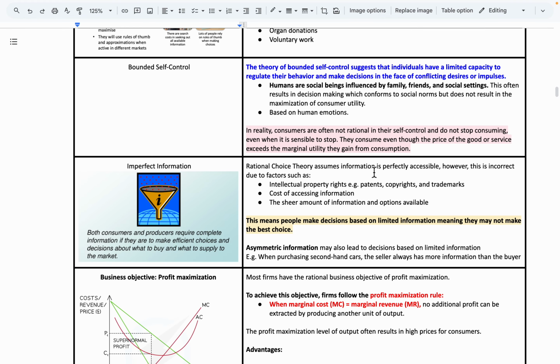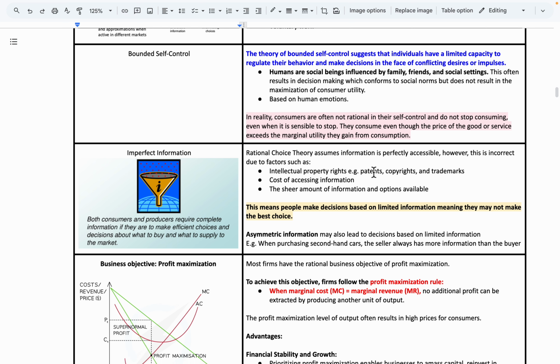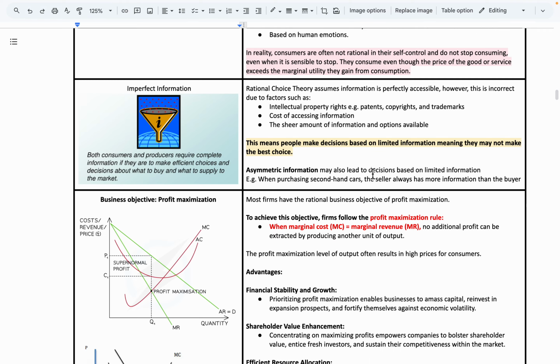Bounded self-control. This is the theory of bounded self-control. The theory of this suggests that individuals have a limited capacity to regulate their behavior and make decisions in the face of conflicting desires or impulses. Humans are social beings influenced by their family, friends, and social settings, and it could also be based off your human emotions as well. So in reality, consumers are often not rational in their self-control and do not stop consuming, even when it is sensible to stop. They consume even though the price of the good or service exceeds the marginal utility they gain from consumption. We're just a bit stupid like that sometimes.